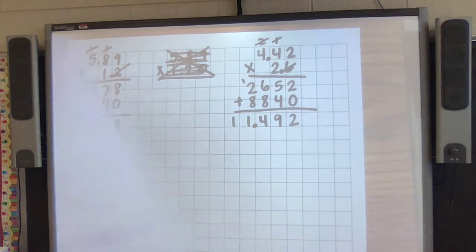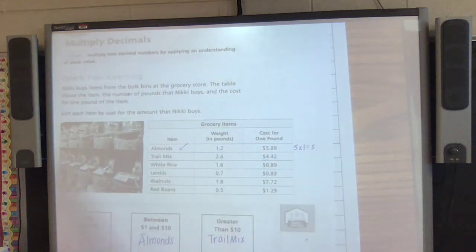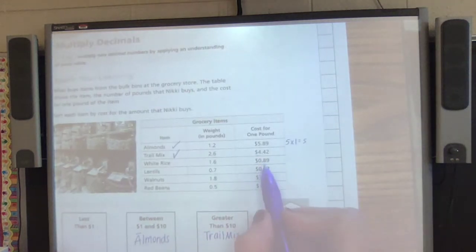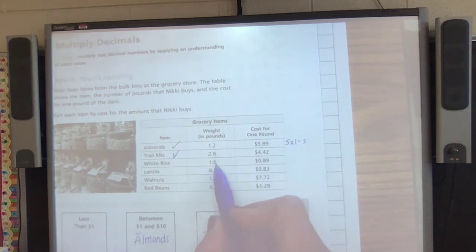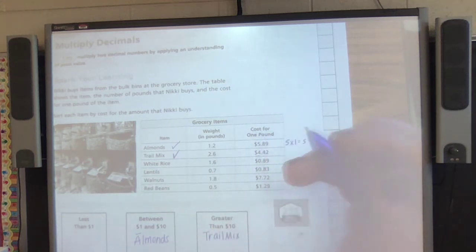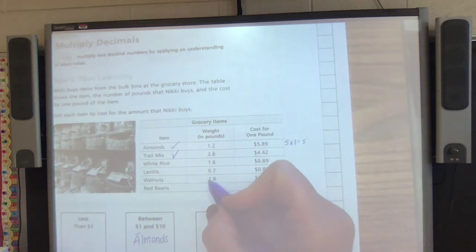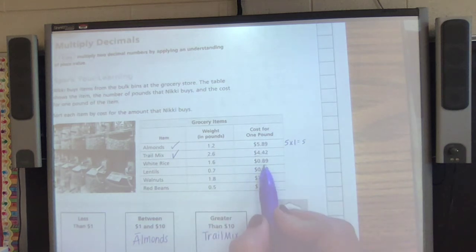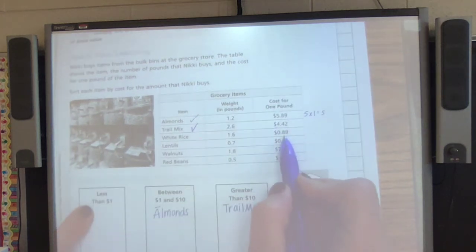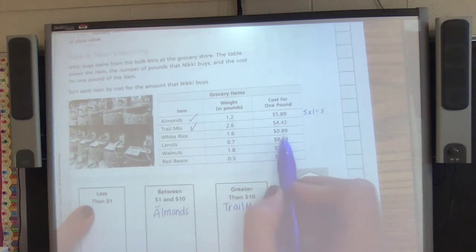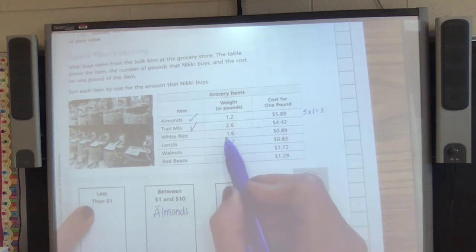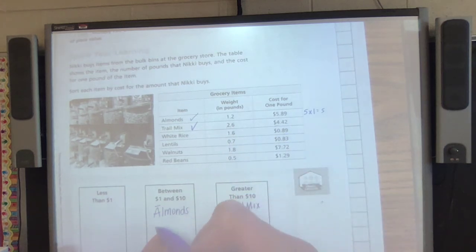Oh, let's look at the next item. We've done trail mix. White rice. Okay. 89 cents for a pound, and I got 1 6/10. So already I'm thinking I've got something less than 1, but I'm multiplying it by something more than 1. It's 89 cents. That is less than $1, but I know just plain old 89 cents times 1 would be 89. And I'm multiplying it by something greater than 1. I'm thinking it's going to be right here.